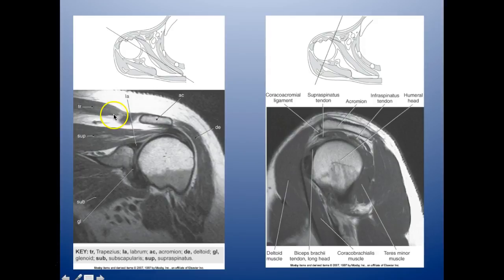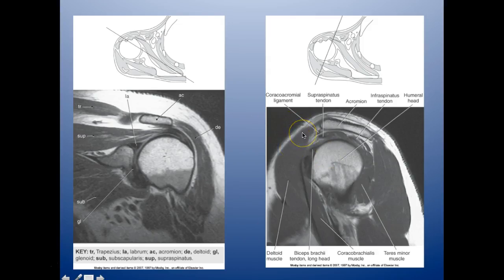This is a coronal T1. So this is your trapezius muscle with your acromion, your deltoid. This is your glenoid with your subscapularis and your supraspinatus, or subscapularis. All right. Oh, we missed the sagittal.